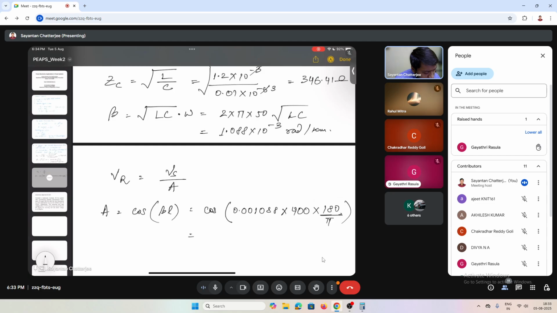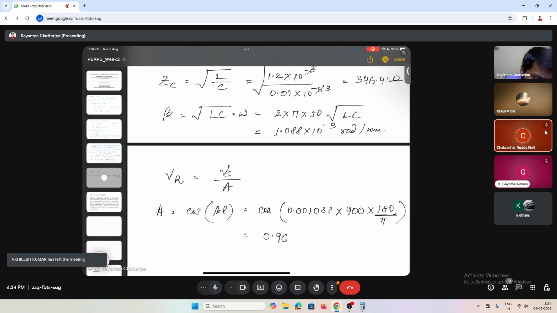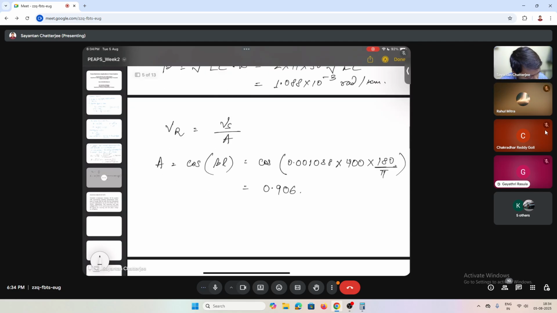So in this case, what will be the value of cos? The angle in degrees is 24.92, and the cos value is 0.906. Cos of 24.92, okay, let me see. 0.906, right. That's right. Yes. Okay. Thank you.